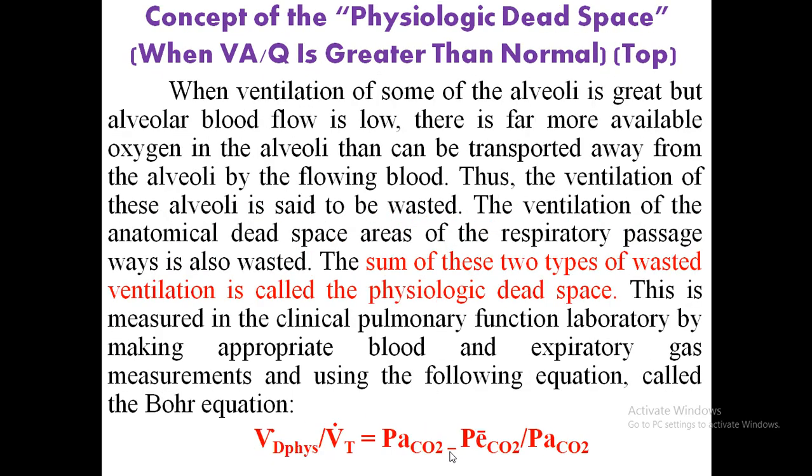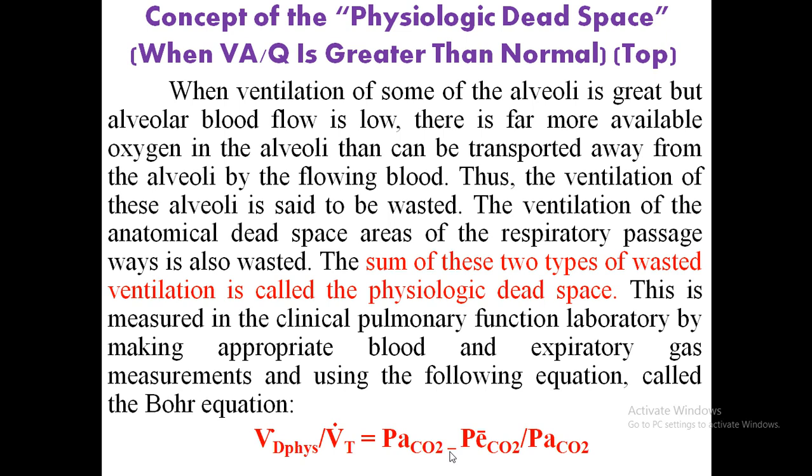On the other hand, we have the concept of the physiological dead space. What is that? It is when the ventilation perfusion ratio is greater than normal. When ventilation of some of the alveoli is great but the alveolar blood flow is low, there is far more available oxygen in the alveoli than can be transported away by the flowing blood. Thus, the ventilation of these alveoli is said to be wasted. The ventilation of the anatomical dead space areas of the respiratory passageways is also wasted. The sum of these two types of wasted ventilation is called the physiological dead space.